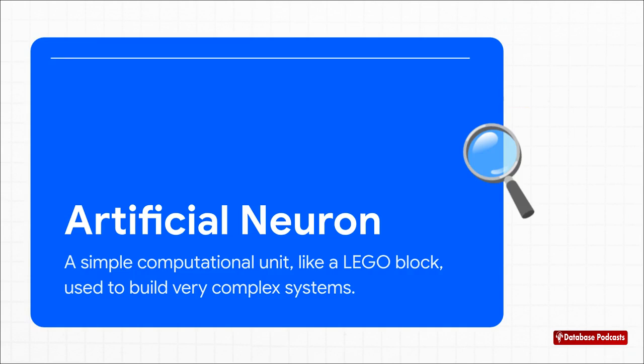Honestly, the best way to think about it is like a single Lego block. One block by itself? Kind of boring, right? It doesn't do much. But when you start connecting hundreds, thousands, or even billions of them together, you can build anything. That's exactly the idea behind a neural network.